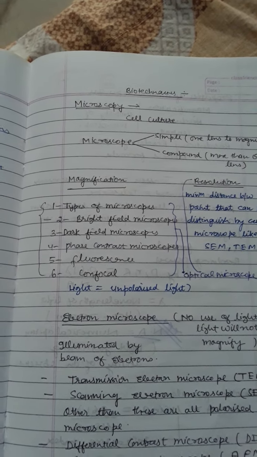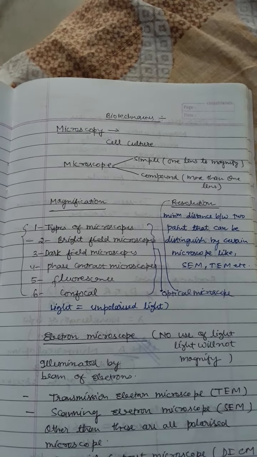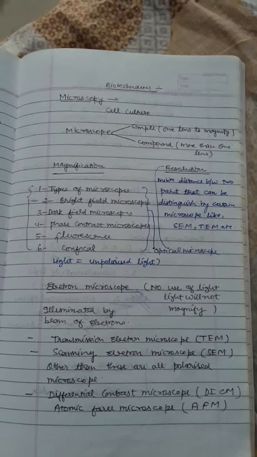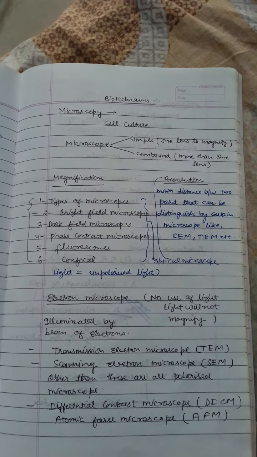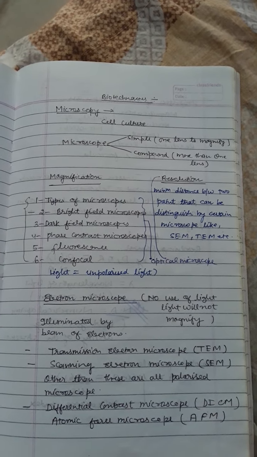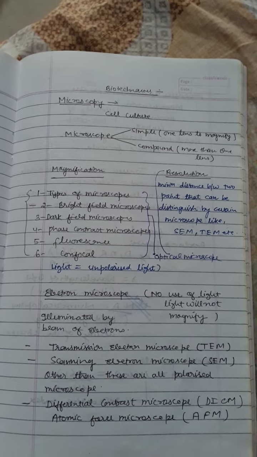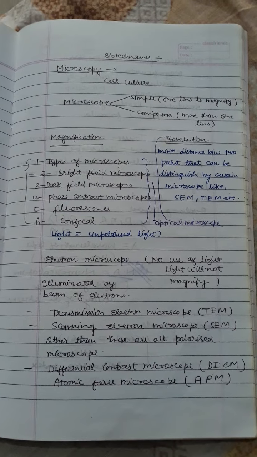Instead of that, in the electron microscope we use a beam of electrons, and not light. Okay, so the electron microscope is of two types, that is TEM and SEM. TEM stands for transmission electron microscope, while SEM stands for scanning electron microscope.